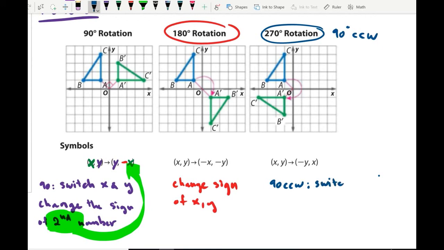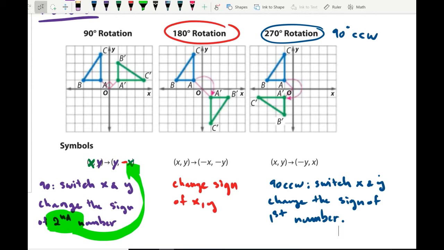Switch x and y, change the sign of the first number. Alright, with all that being said, we're going to go back to the problem. We're going to solve that problem, and then I will give you one more example so we have two examples about this topic. I know there are a lot of things to remember and write down, so make sure you understand it. If you need more practice, let me know in class.